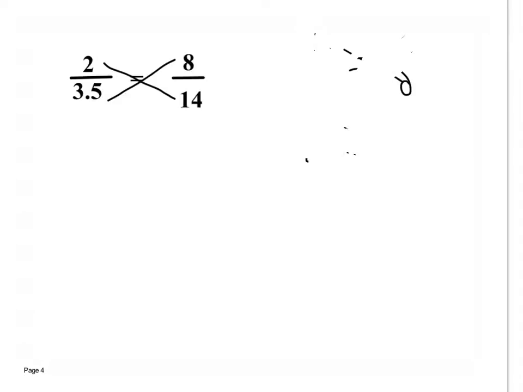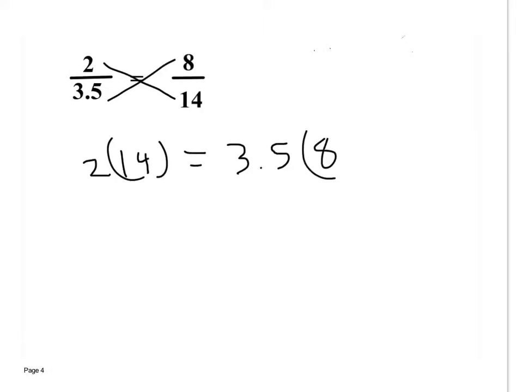So we're going to check using this one. We have 2 over 3.5 and 8 over 14. So we take 2 times 14 and see if it's equal to 8 times 3.5. What is 2 times 14? 28. Okay, 3.5 times 8 is also 28. So, do these ratio pairs form a proportion? Yes. That's all we do. Use cross multiplication. You have to show your work.